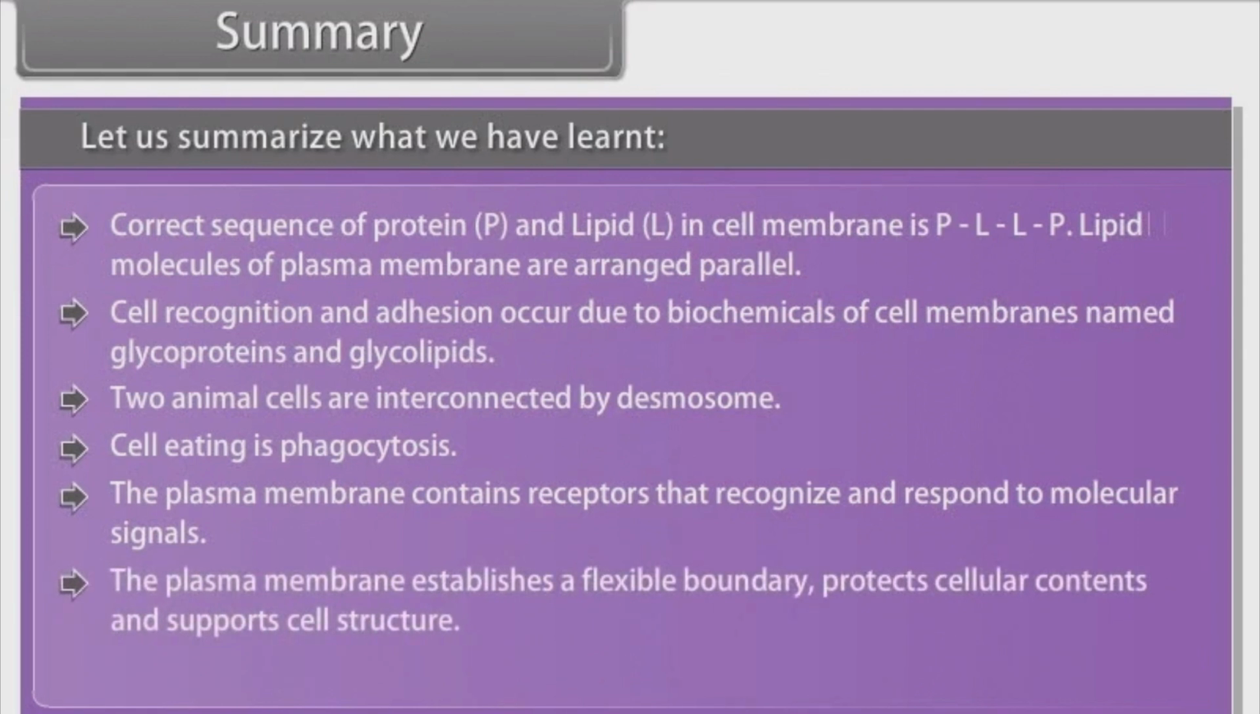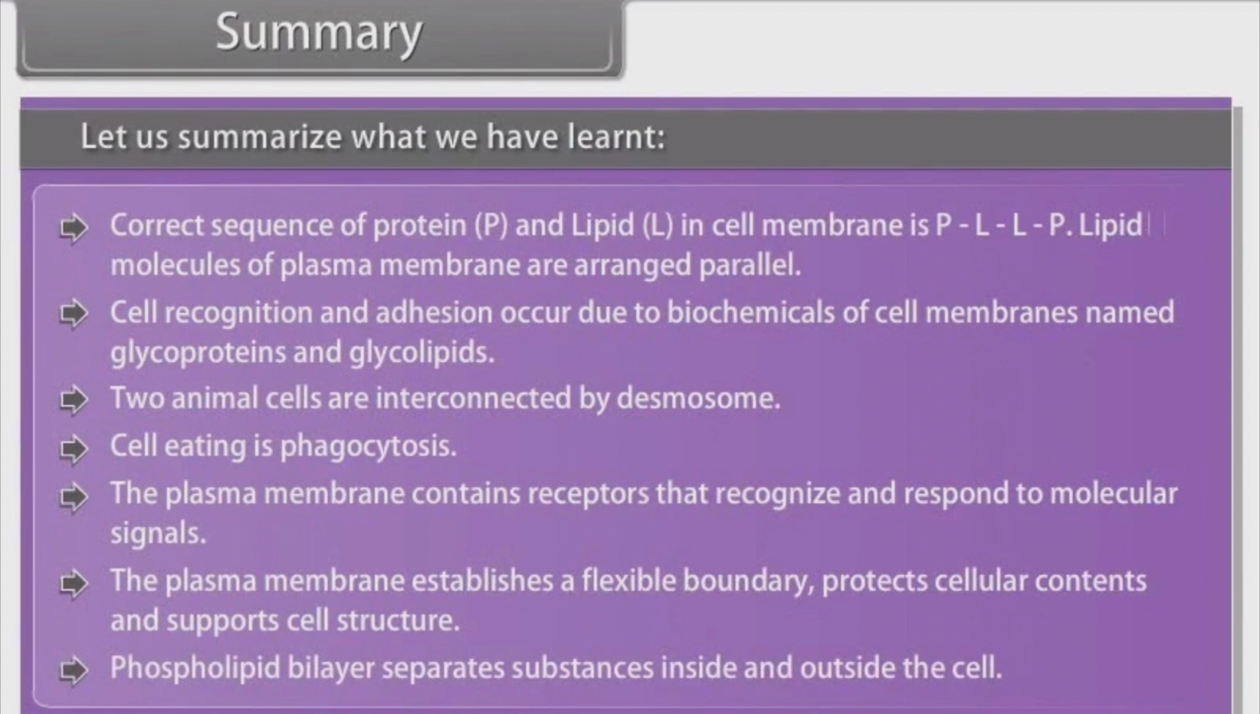The plasma membrane establishes a flexible boundary, protects cellular contents, and supports cell structure. Phospholipid bilayer separates substances inside and outside the cell.